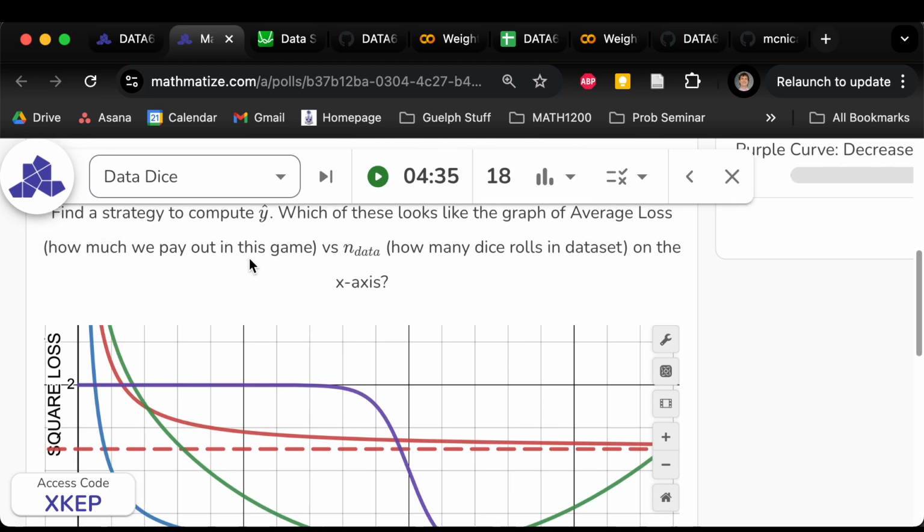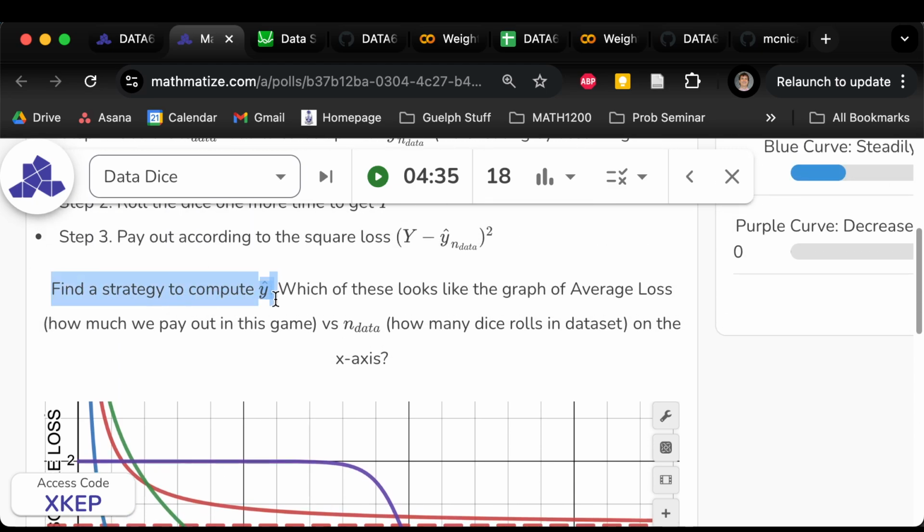Let's talk about the first part of the question here. Find a strategy to compute y hat. Someone in the front row just said, why do we need a strategy? It's this obvious thing. And then the obvious thing he said is a strategy. Okay, so does someone want to share what they think y hat should be?